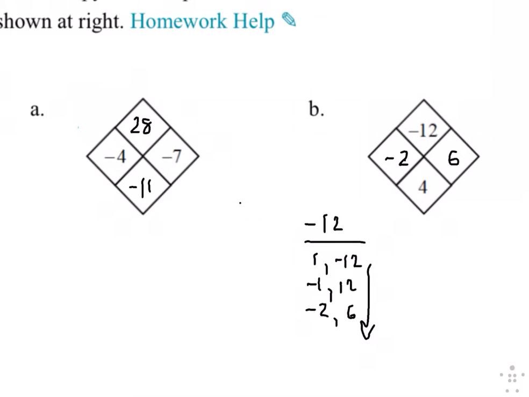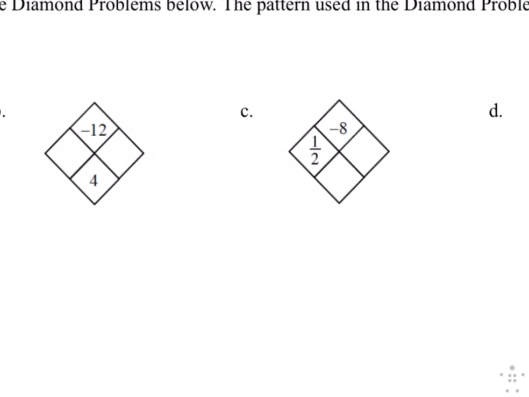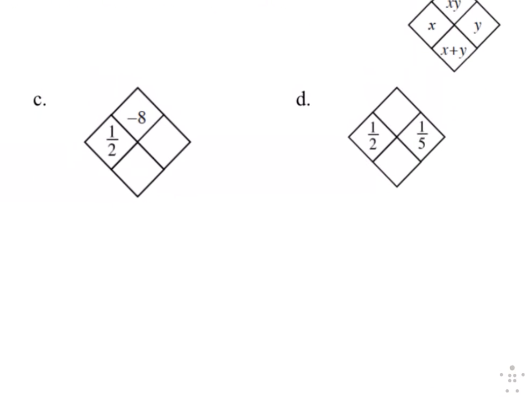Okay, let's do C and D. So C and D, here we go. So C is saying 1/2 times something equals -8, right? So if I multiply both sides by 2, right, I get negative 16. So this is negative 16. Then if I add, I get negative 15 and 1/2, right?